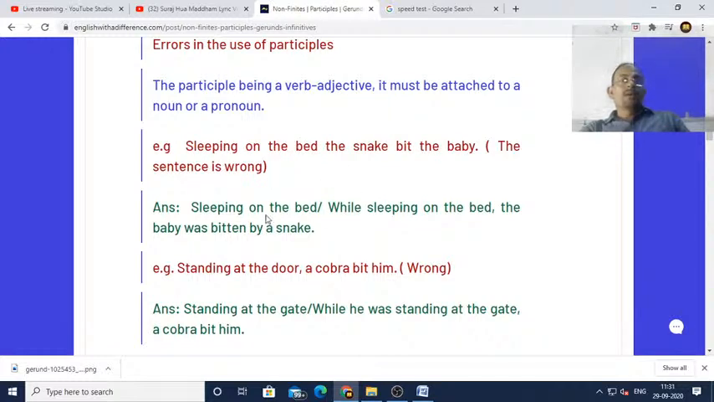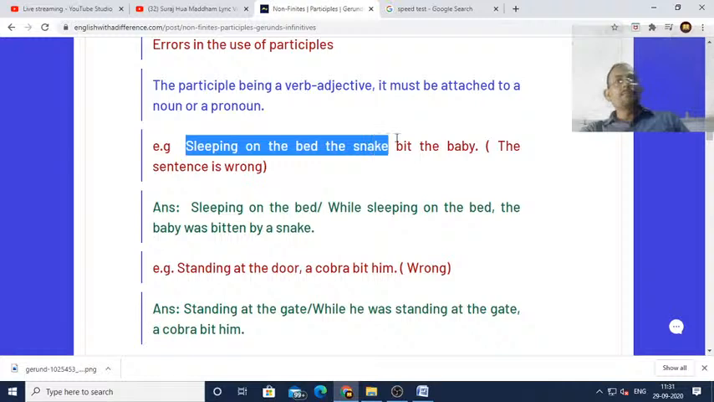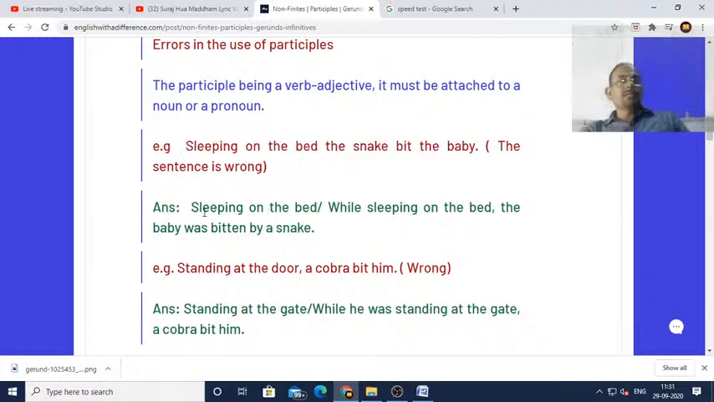Because the participle is not attached to a noun here. That is why it is the wrong usage of the present participle. So what should be the answer? "Sleeping on the bed," or "While sleeping on the bed, the baby was bitten by a snake." Understood?